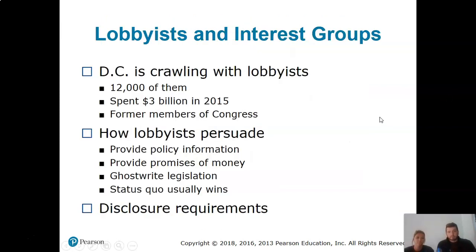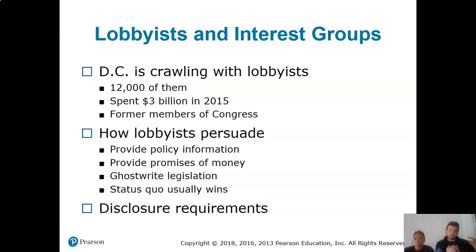Anyway. So, lobbyists and interest groups. DC is crawling with lobbyists. They're like spiders everywhere. We've talked a little bit about linkage institutions, and I believe lobbyists and interest groups are one of those linkage institutions. They connect the government to the people. Think of things like the NRA, the Sierra Club, Mothers Against Drunk Driving. There are all kinds of interest groups.